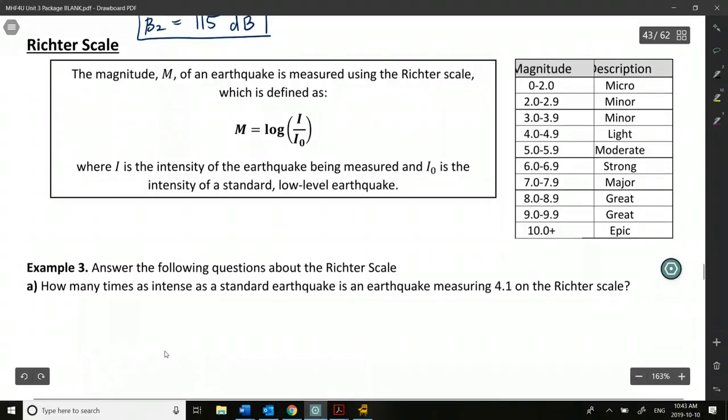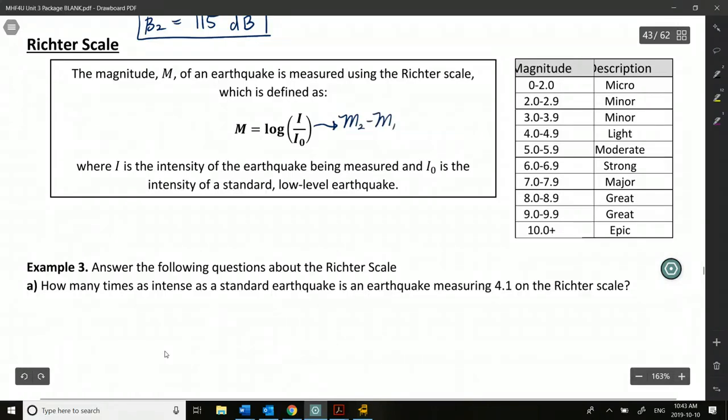Okay, so with this one, if we wanted to compare two earthquakes, I could do something similar to what I did with the sound, and I could do M1 minus M2 if I'm comparing the magnitudes of two earthquakes, and then it would be log of I2 over I1. So this is used to compare two earthquakes. So add that as well. You can add it there or add it below.